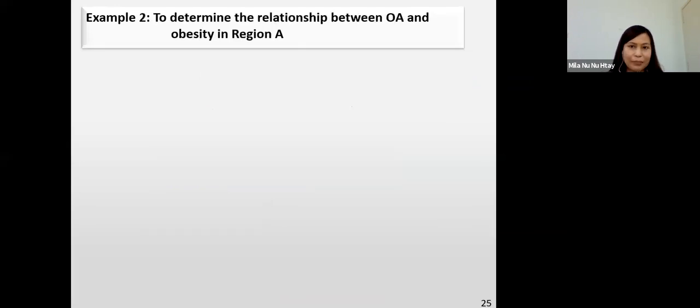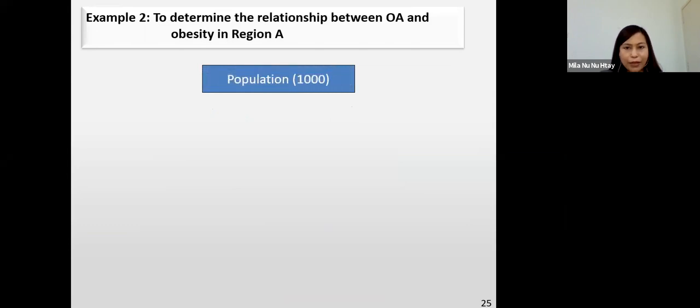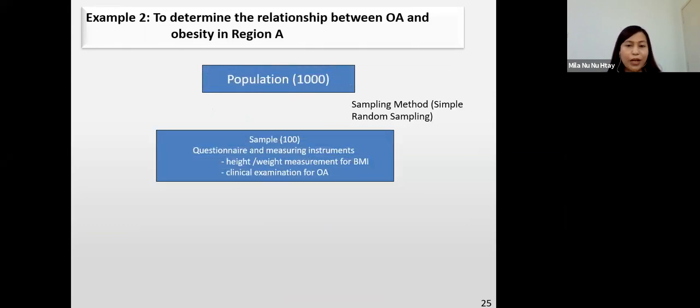So then, second example. The second example is that researchers would like to identify the association between osteoarthritis and obesity in region A. So let's say this is the defined population, region A. Then from that defined population, a sample of 100 is collected, recruited, and the researchers collect the data by using the questionnaire, by measuring their weight and height to calculate the BMI, and by conducting the clinical examination to identify the osteoarthritis. So during the data collection, they collected all this information.